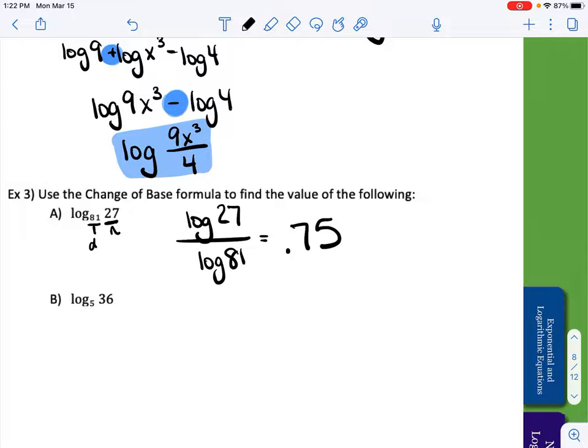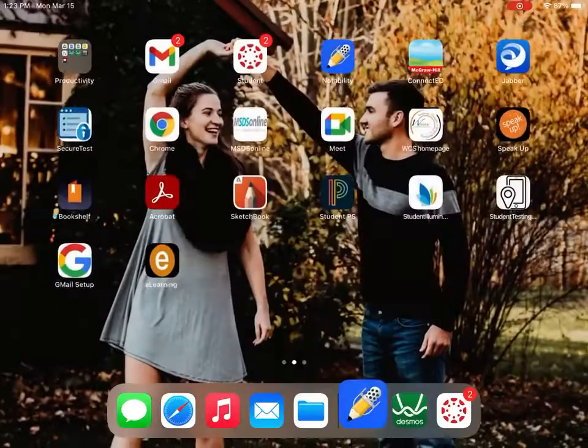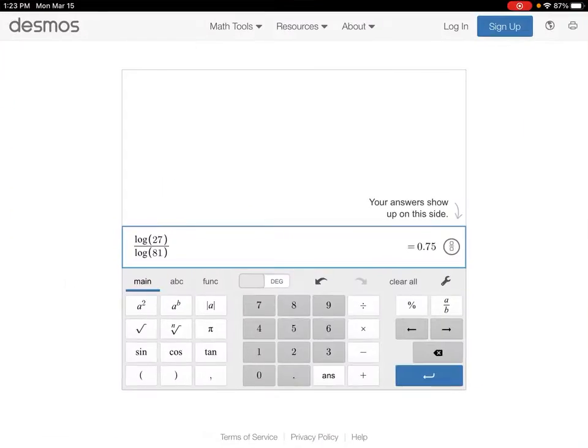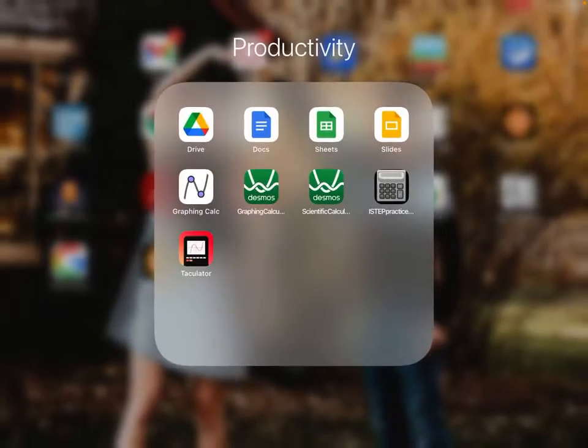All right. And then we can do the same thing here. So we have log of 36 over log of 5 is equal to, go back to your scientific calculator. I'm actually just going to back up and plug them in here. Log of 36, log of 5, we get 2.23 approximately.